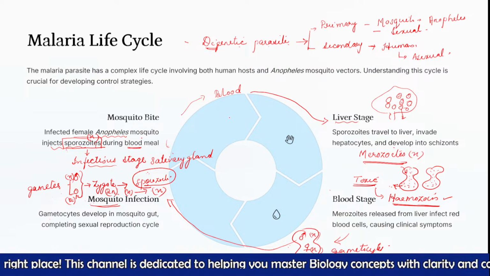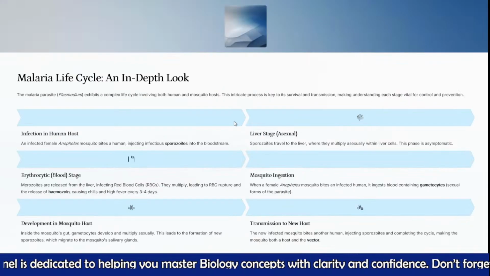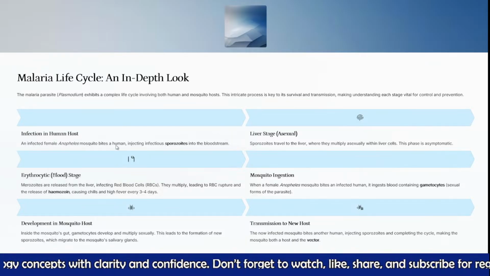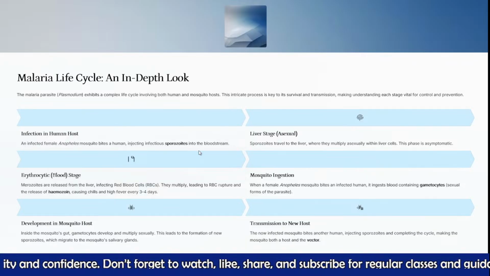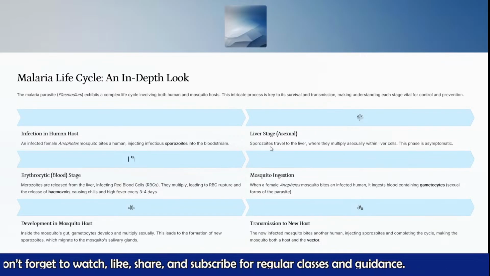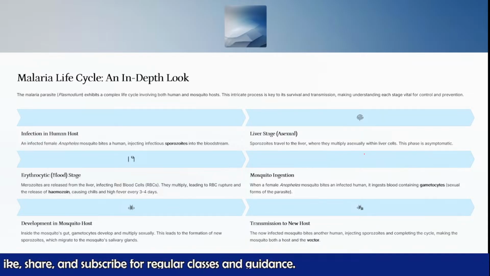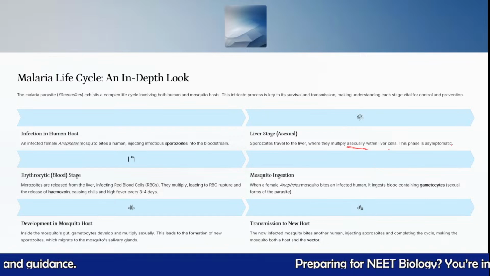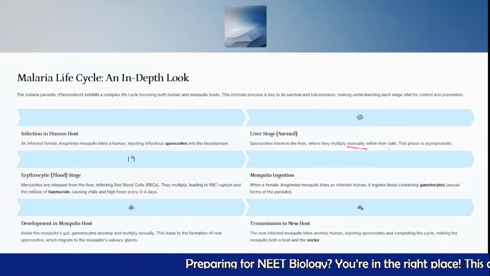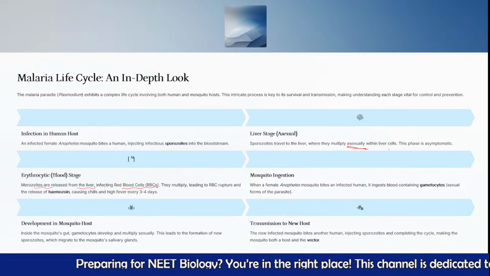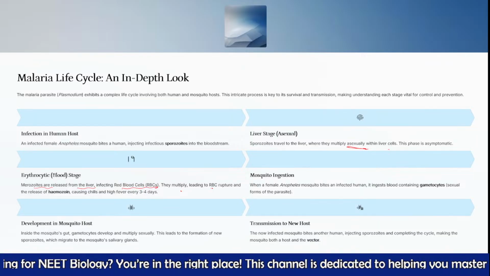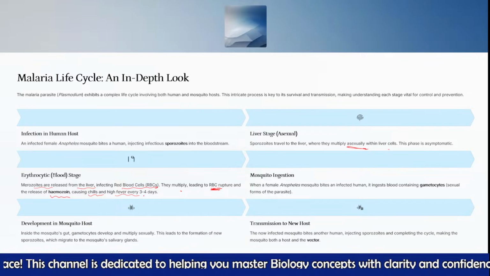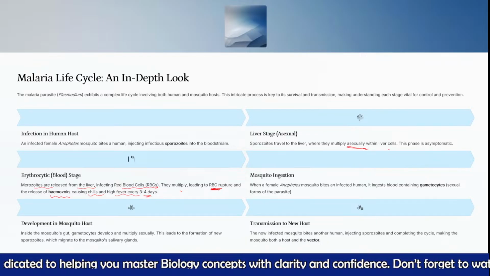So that is the life cycle of the malarial parasite. Let's just recap once again. An infected female mosquito bites a human, injecting the infectious sporozoites into the bloodstream, and the sporozoites travel to the liver where they multiply asexually within the liver cells. It is asymptomatic; there are no symptoms. Then merozoites are released from the liver, infecting the RBCs, where they multiply, cause rupturing of the RBC, and release the hemozoin. That causes chills and a high fever every 3 to 4 days.